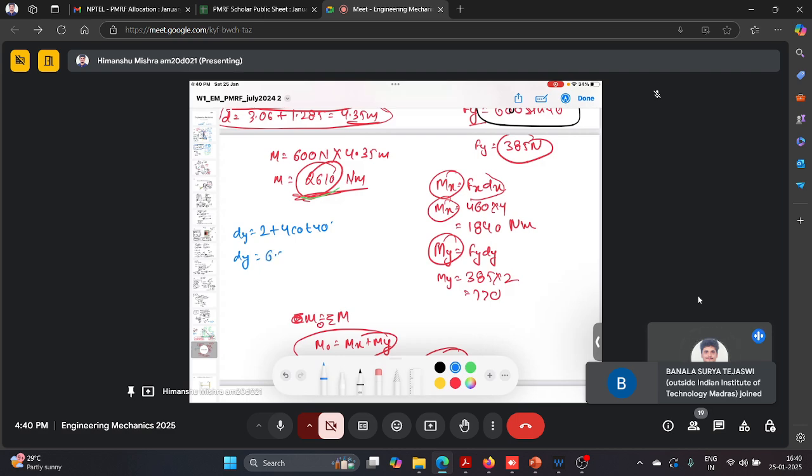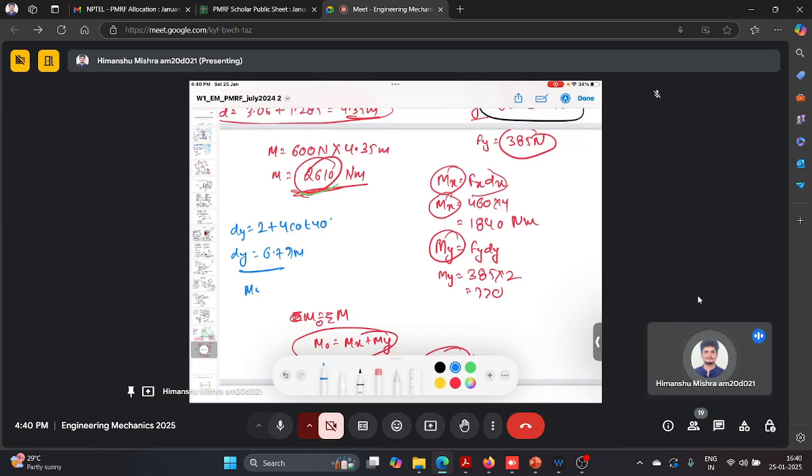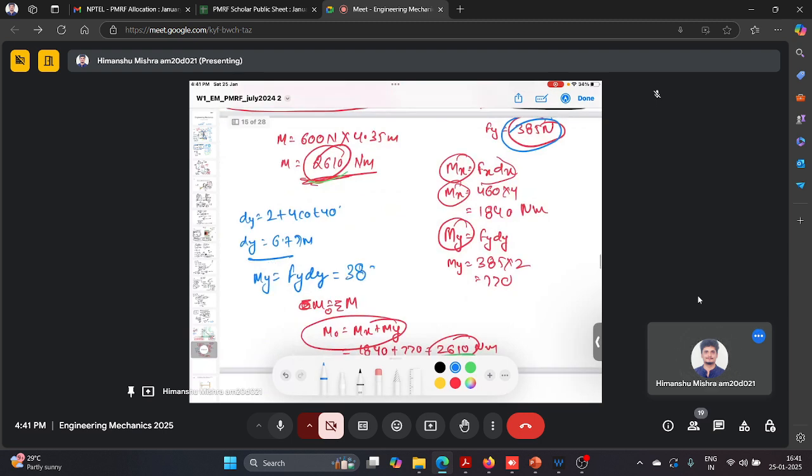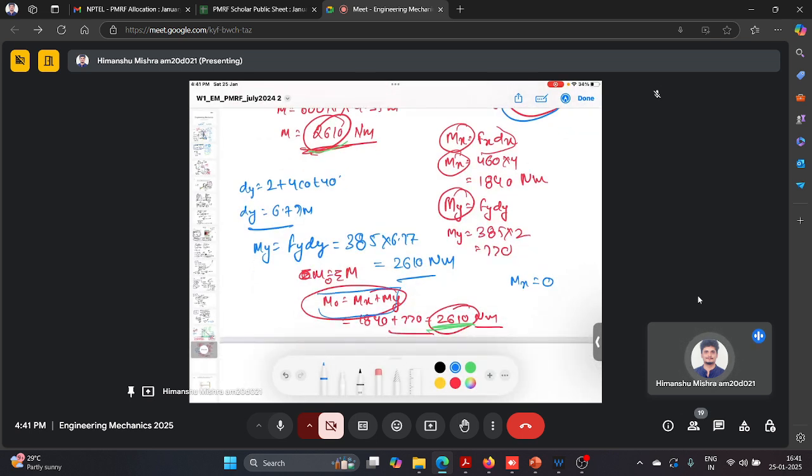So it is 6.77 meter. So you calculated dy as 6.77, then your my is Fy multiplied by dy. Your Fy, you have calculated as 385 Newton. 385 multiplied by 6.77, and when you multiply, you will arrive at the same value 2610, because mx is 0. So basically, if you use the Varignon theorem, you will get mo equals to my.